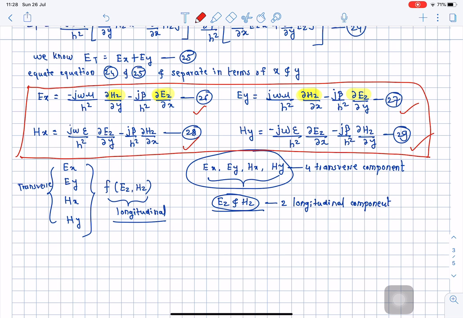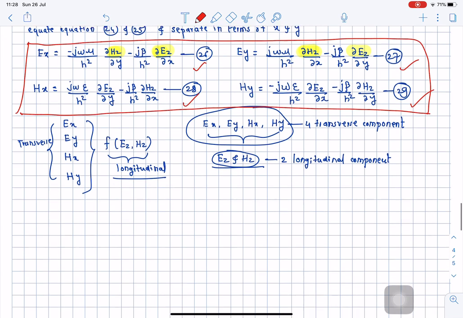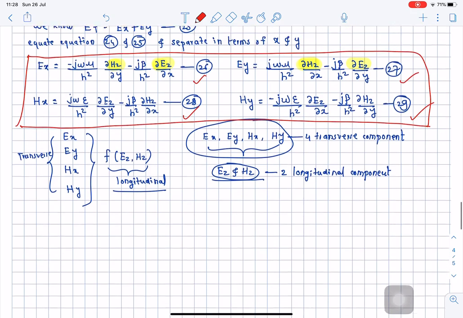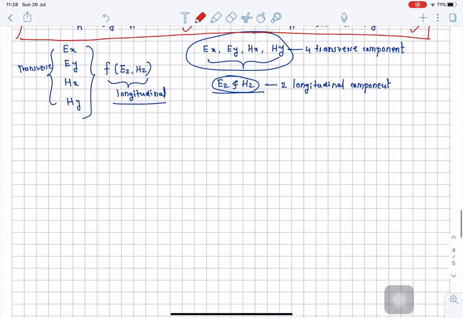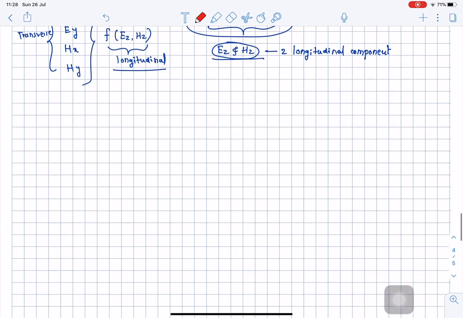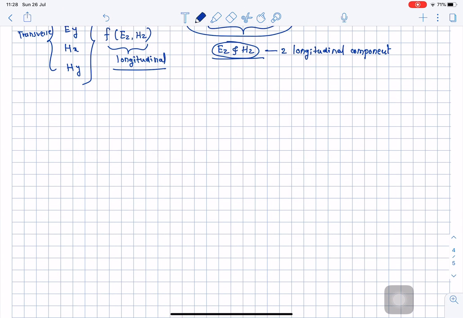Again I will repeat, this derivation is not at all required from your side to perform in the examination, but you need to remember these four equations 26, 27, 28 and 29, because they represent general equations. So these are required as and when we come across analyzing a particular type of waveguide. In the next 10 or 15 minutes I will tell you how to remember these equations, and I will write here the important steps.